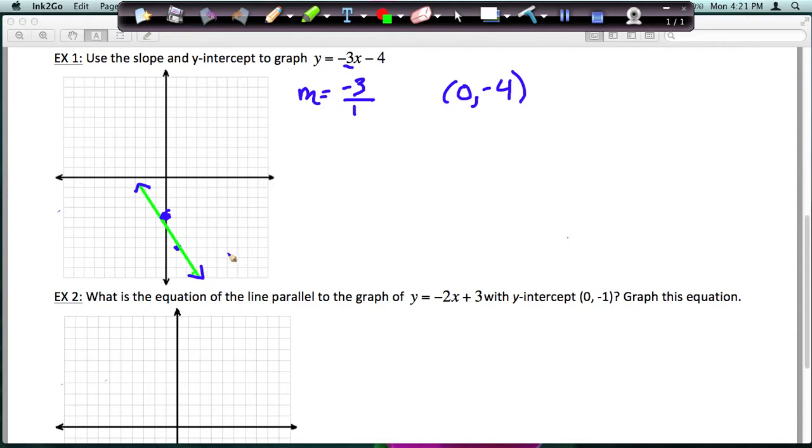Okay, example 2 says, what is the equation of the line parallel to the graph of y equals negative 2x plus 3 with y-intercept 0, negative 1? And then we'll graph this equation.